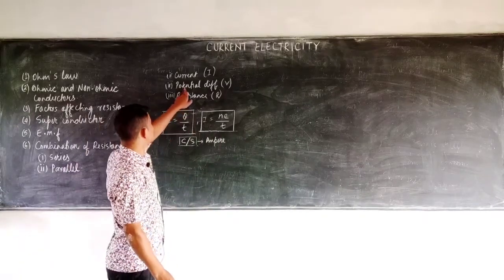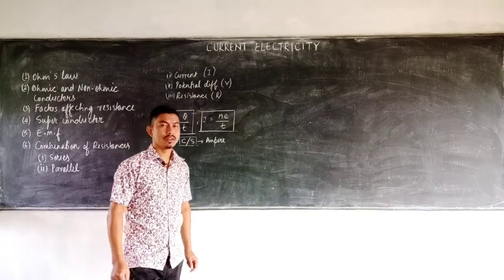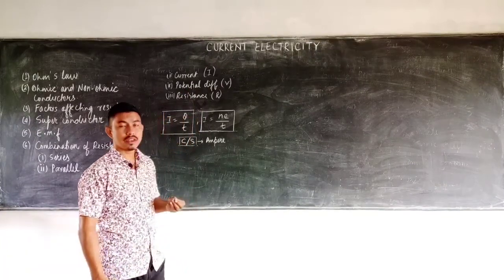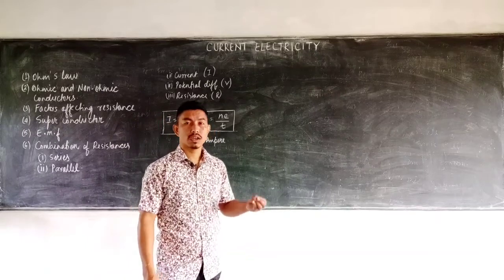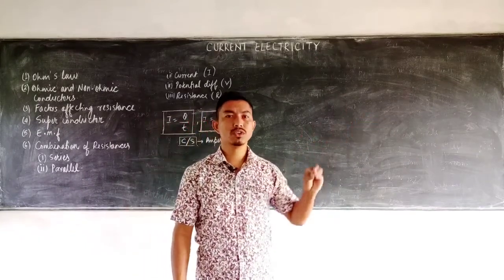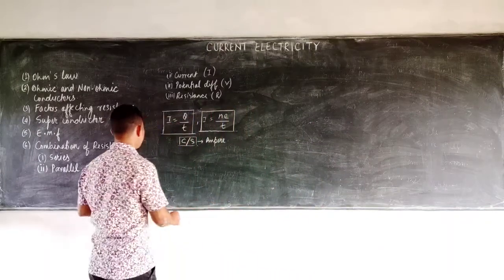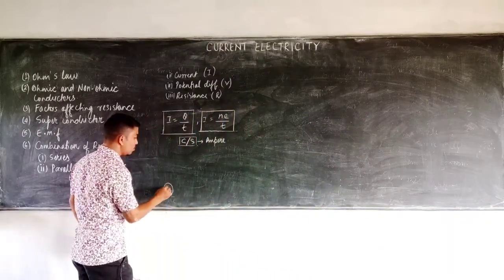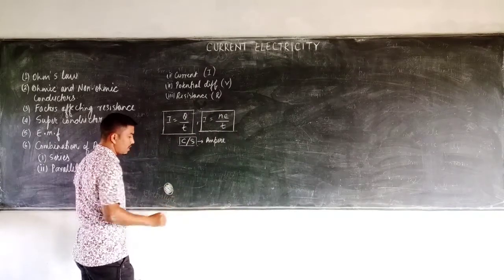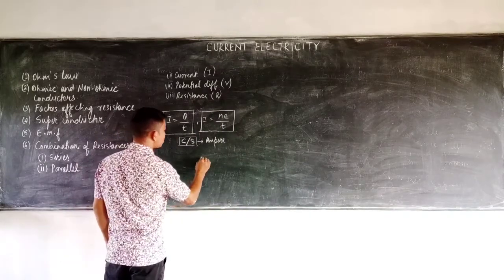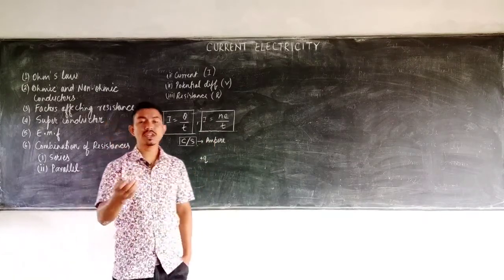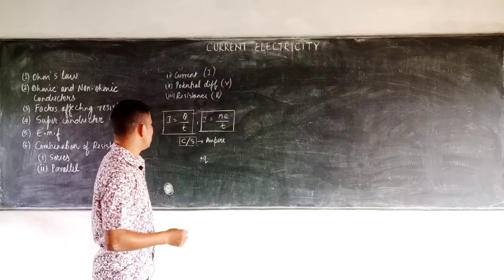Now coming to the second term, the potential difference. What is a potential difference? The potential difference is the work done in bringing a unit positive charge from infinity to a given point. For example, if I have a charge Q here, this body is supposed to have a charge Q, and I have another test charge. What is a test charge? A unit charge is known as a test charge.